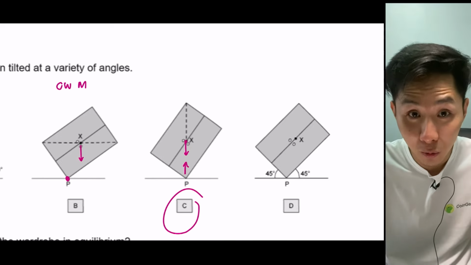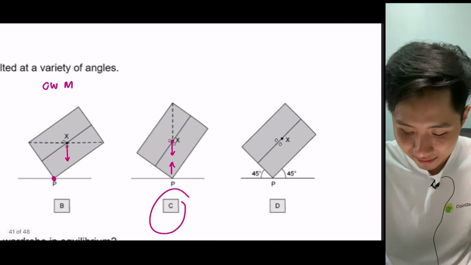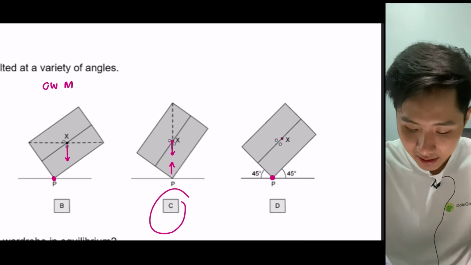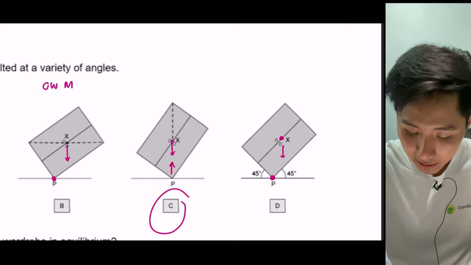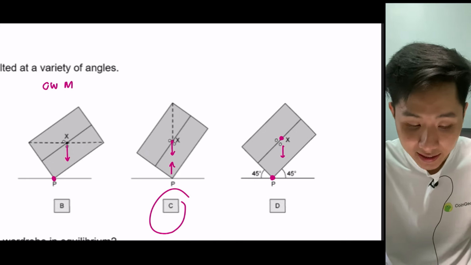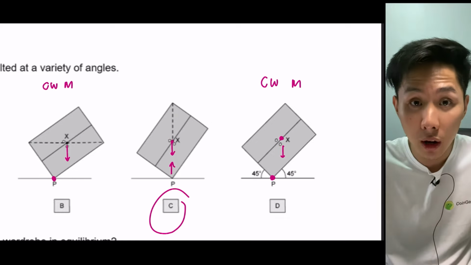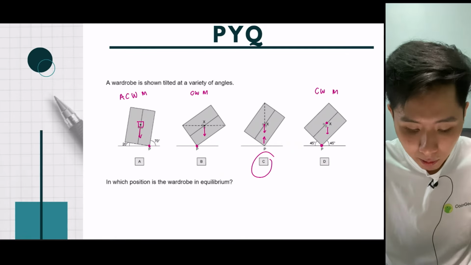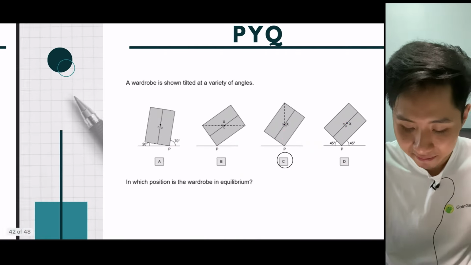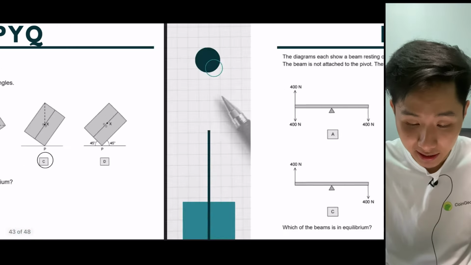But I also want to check whether D is correct or wrong. So here we have the pivot, and again, the center of gravity is acting at the right-hand side of the pivot. So again, I have a clockwise moment, so this will not be in equilibrium as well. So my final answer is C. And as shown in the answer, this is correct.